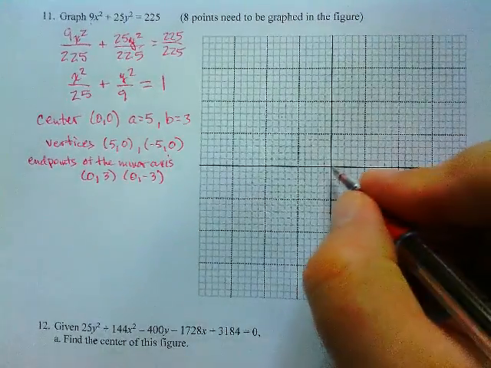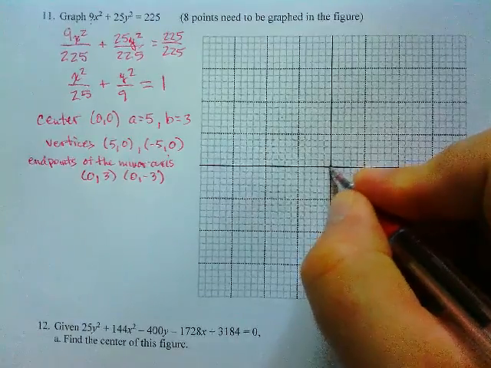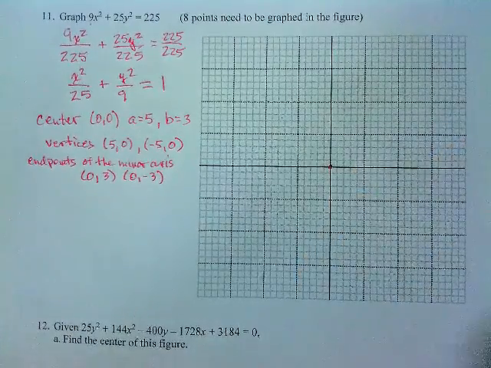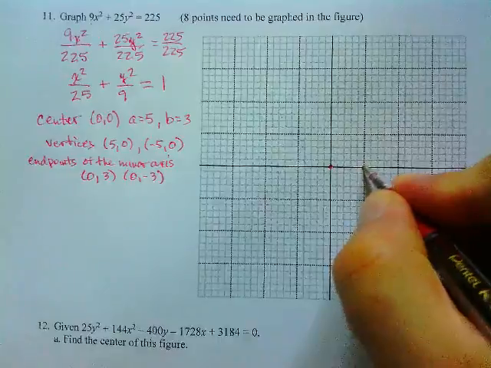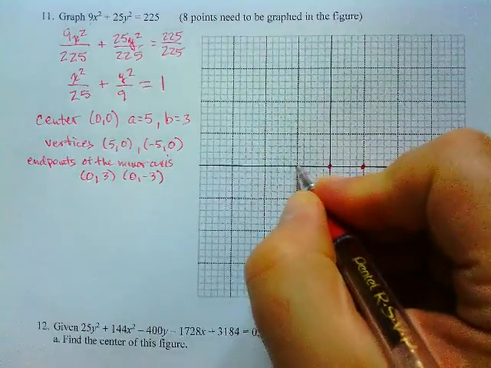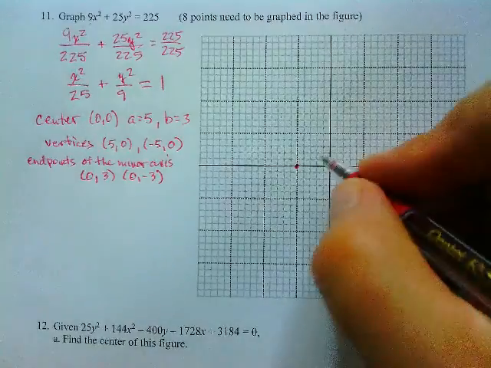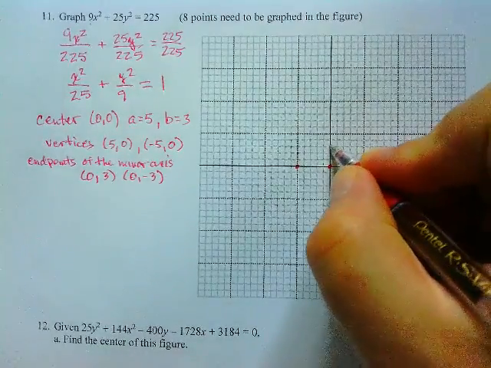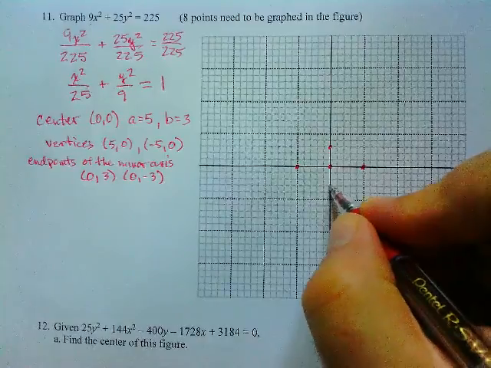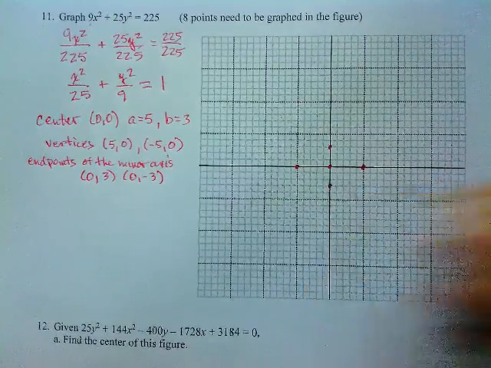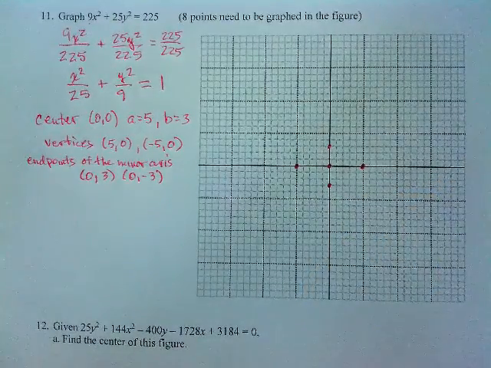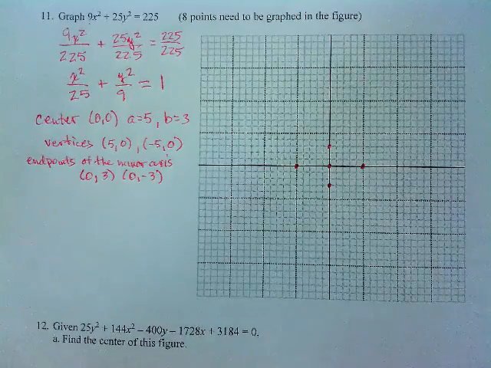So first off, it is centered here at the origin, and then we're going to go 5 to the right and 5 to the left. So that's our major axis. And then we're going to go 3 up and 3 down. And those would represent the endpoints of the minor axis.